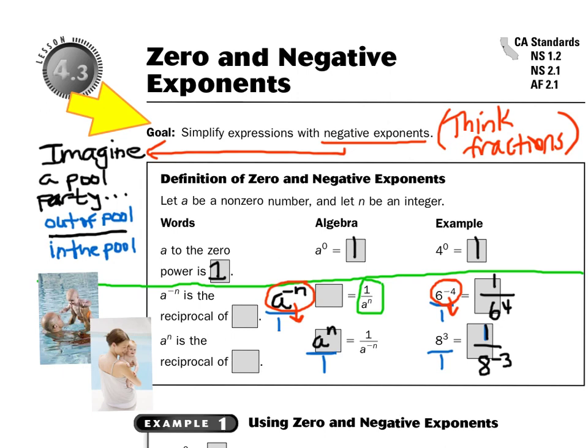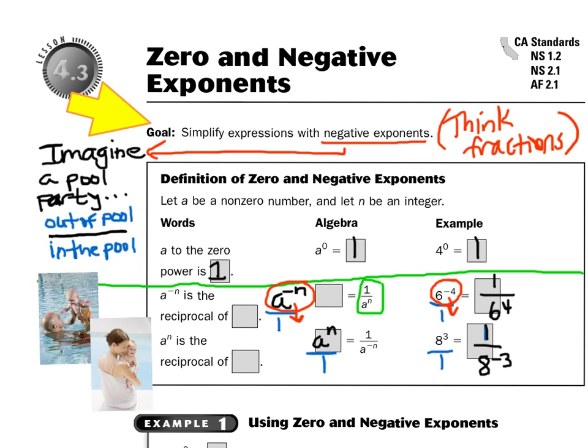But to make it a little more fun and help you understand it, I want you to imagine that you're at a pool party, okay? And here's the deal, when I talk about a fraction, think of the fraction bar, and in the denominator, that would be people in the pool. And on top of the fraction in the numerator, that would be people out of the pool, okay? So I'm going to be using this story to help you understand negative exponents in just a second.